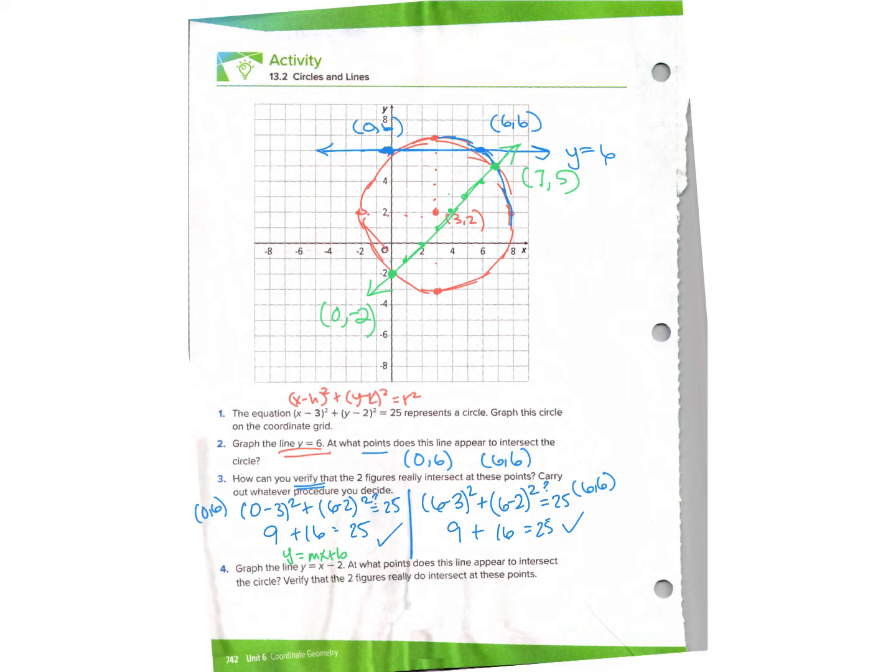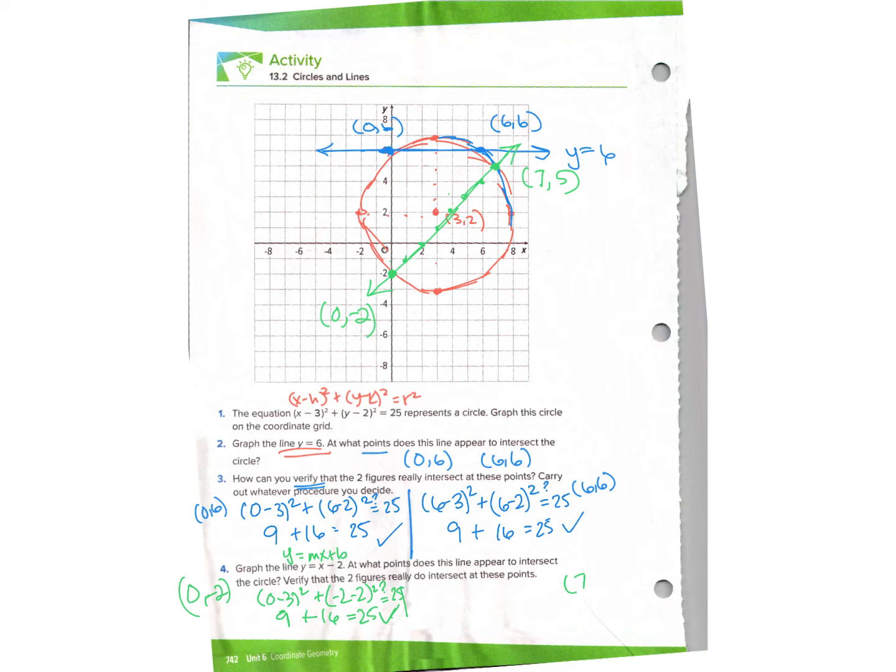Let's see if they're on my circle. So let's test 0, negative 2 in my circle equation to see if it makes it true. 0 minus 3 squared plus negative 2 minus 2 squared. I'm trying to see if this is 25. Again, I get negative 3 squared, which is 9, negative 4 squared, which is 16. Yep, that's working out. That is definitely one of my intersection points between my line and my red circle.